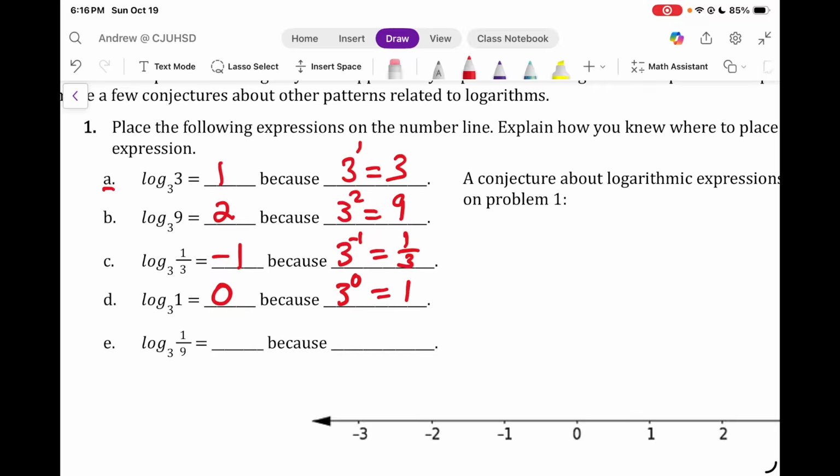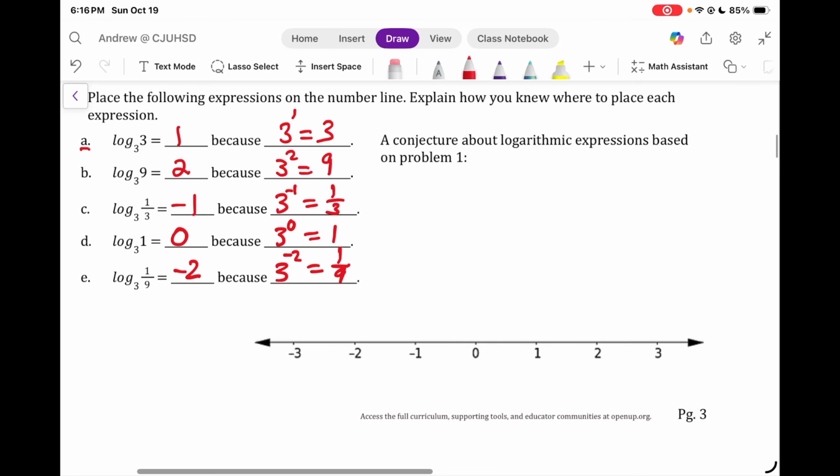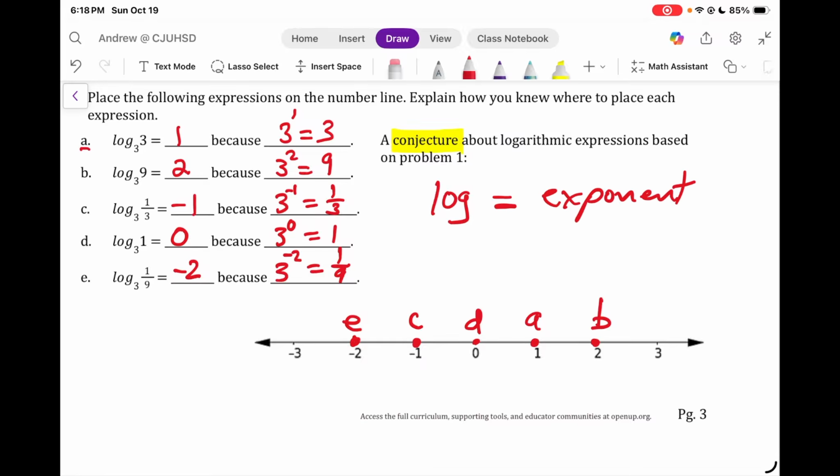And finally, if you combine B and C together, 3 to the power of -2 is 1/9, because 3 to the -2 is 1/9. Then you can place those on the number line. I would recommend just the letter. What did this pattern just show you? Noticing that the logarithm equals the exponent.